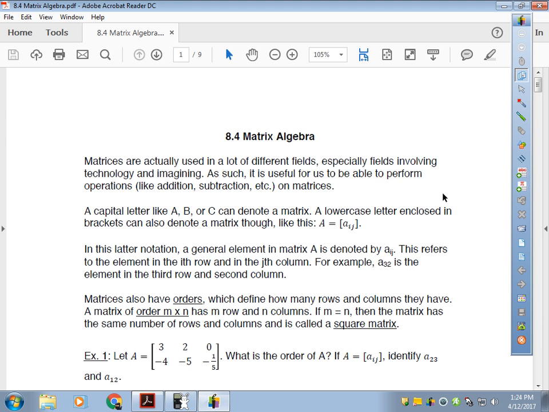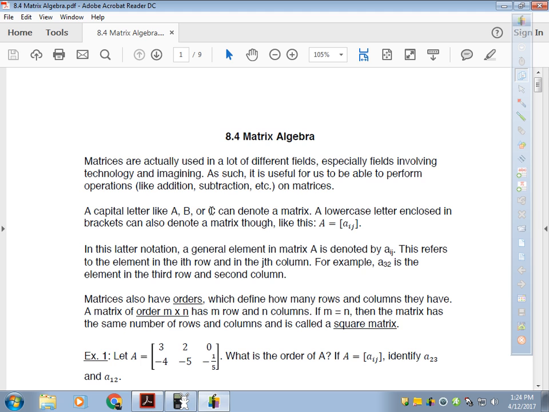So this is section 8.4, which is about matrix algebra. Basically performing operations on matrices, adding them, subtracting them, multiplying them, etc. Now, usually when we talk about a matrix, we denote it with a capital letter like A, B, or C, and that's just how we do it.